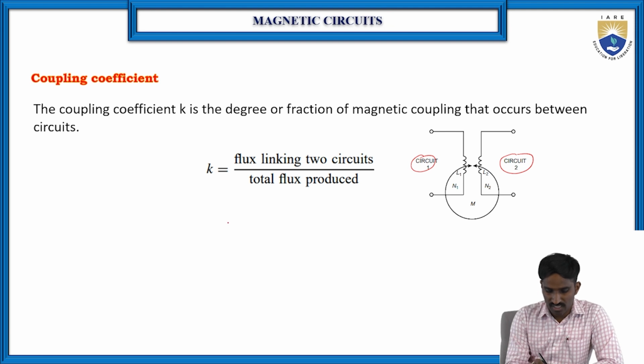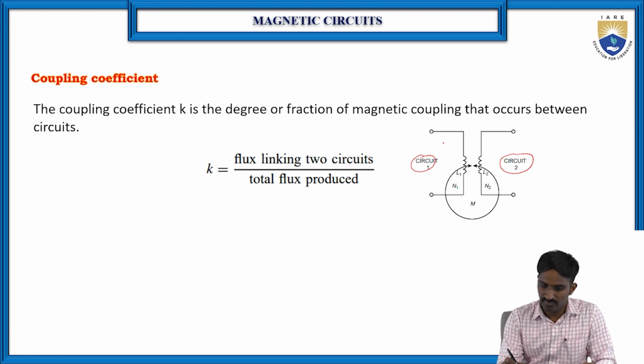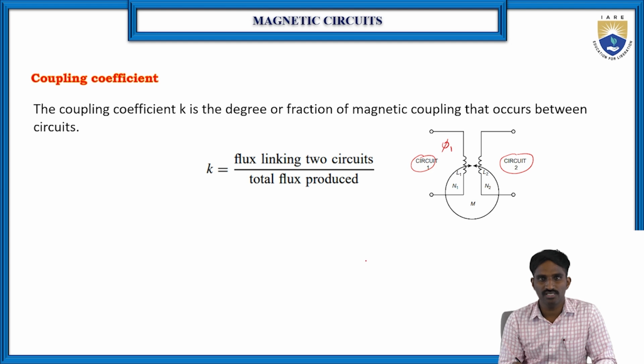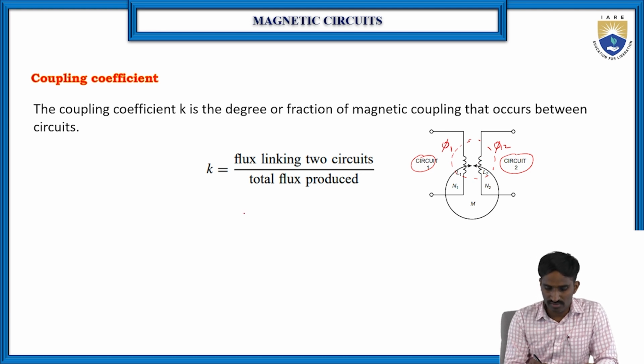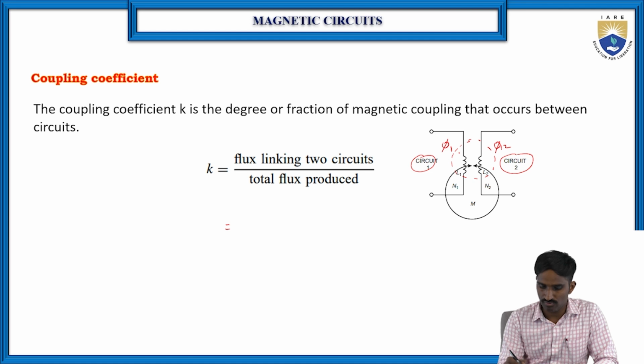In other words, let us consider phi 1 as the flux produced due to the change in current flowing through winding or circuit 1, and the flux linking with the secondary winding is phi 12. So phi 12 is the flux linking between the two windings, which is the mutual induction. Then the equation becomes k equals phi 12, the flux linking between the two circuits, divided by the total flux produced, phi 1.